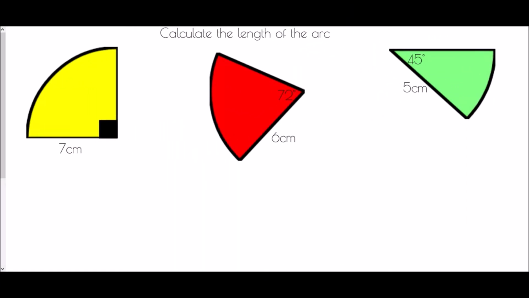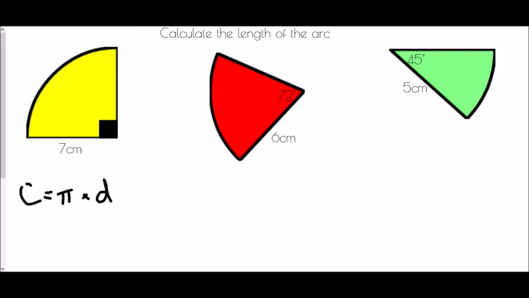Okay, so in each of these cases, we're being asked to find the length of the arc. Now, the arc is a part of the circumference. So the first thing we need to be thinking about here is, if this were a full circle, what would be the formula for circumference? And that would be circumference equals pi times diameter.